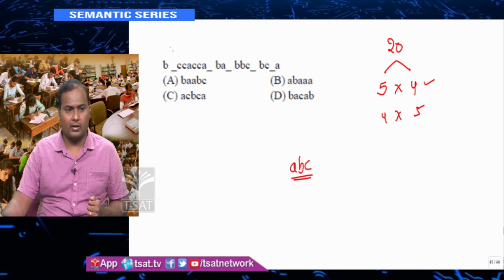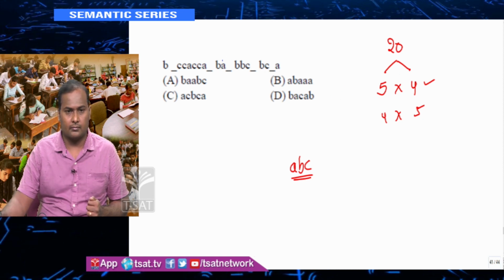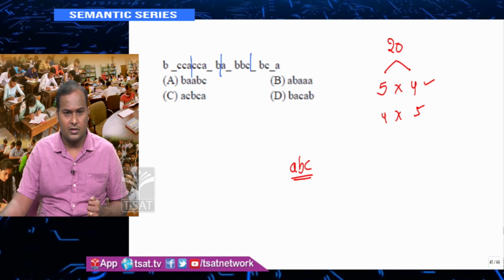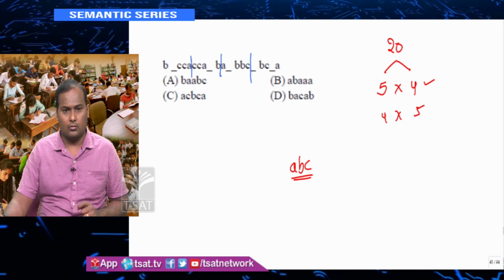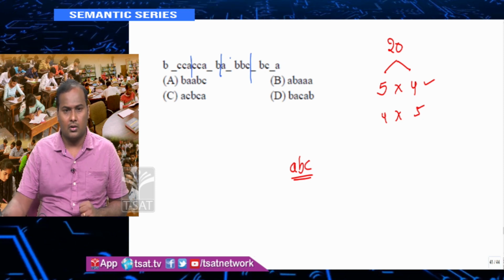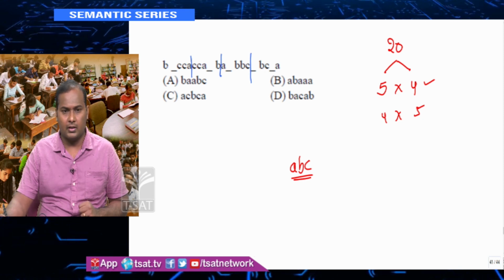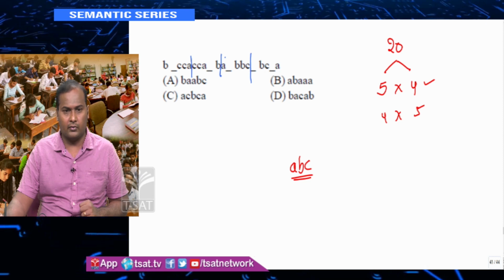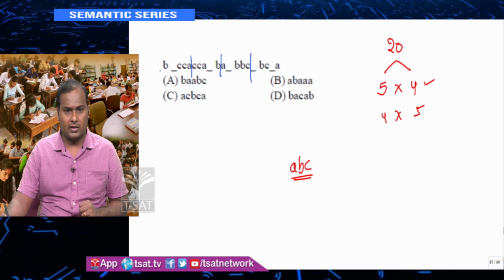So I will try to divide this question into 5 letters in 4 blocks. This is one block, this is one more block, this is one more block, and again 1, 2, 3, 4, 5. So 5 blocks repeated 4 times. What is the next thing I have to do? I have to check for common. So what is the common here? B, gap, C, C, A. So this first block should be common with either the second, third or the fourth block. So let's try to check that.